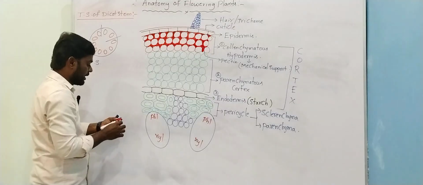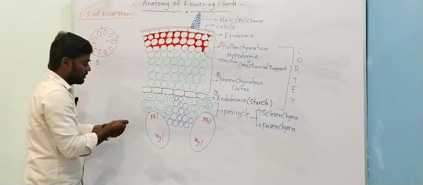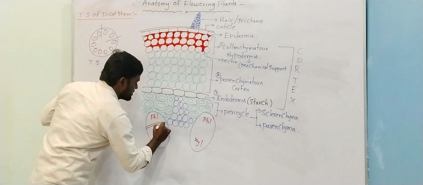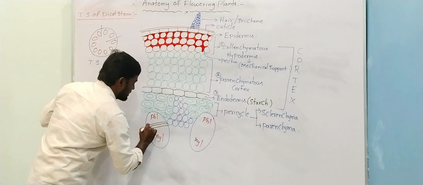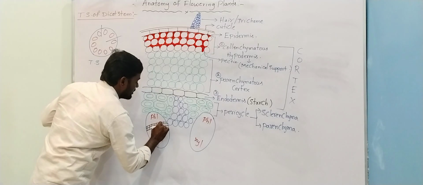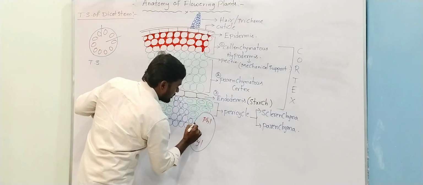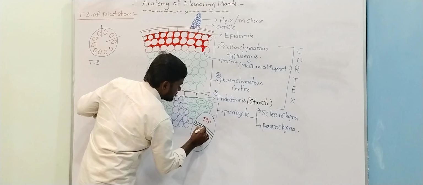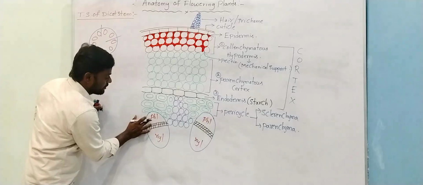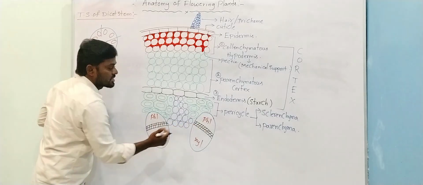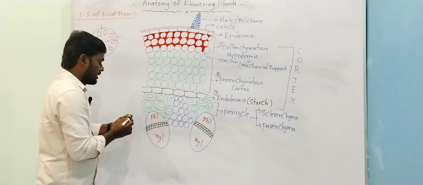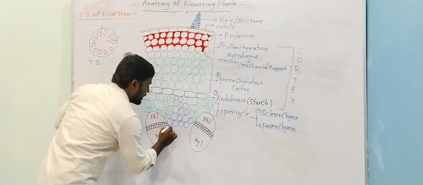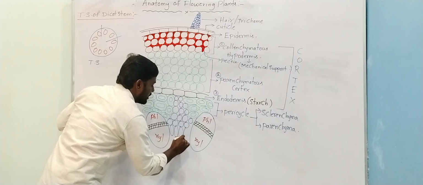So between the phloem and xylem, next to it, the cambium strip is present. Cambium strips. So that is, a vascular cambium ring is present between the phloem and xylem. Here also vascular cambium. So between the phloem and xylem, the cambium ring, that is the vascular cambium ring, is present.